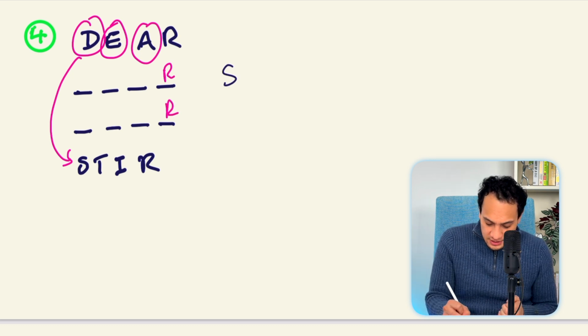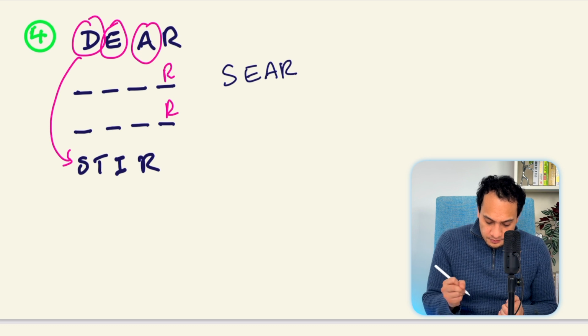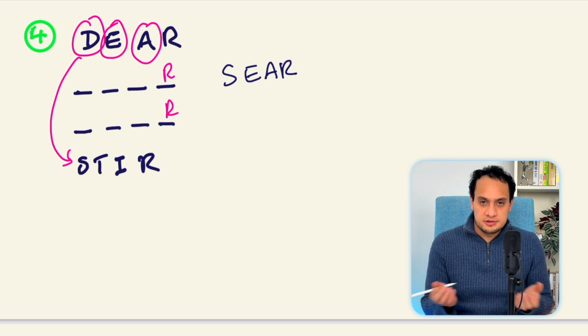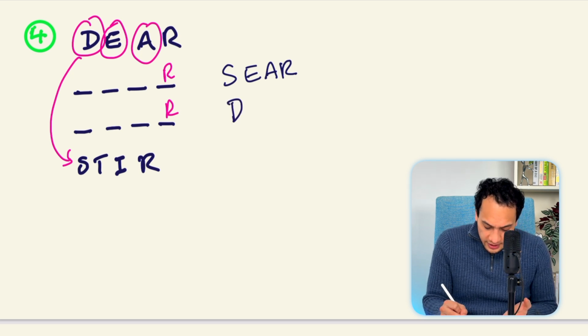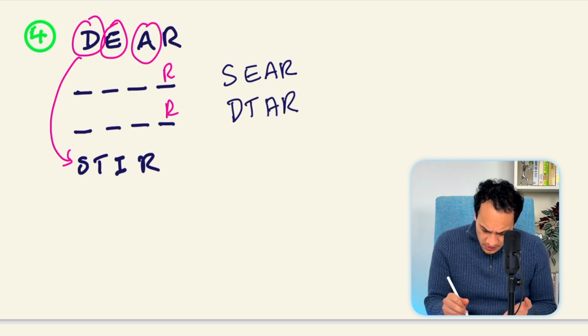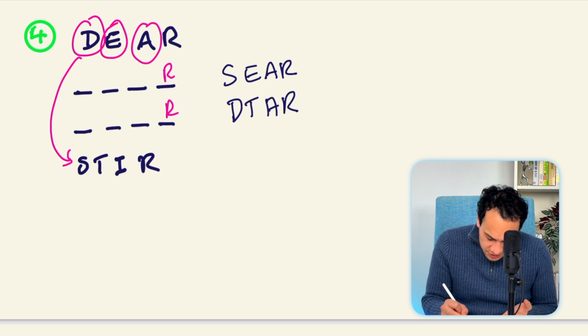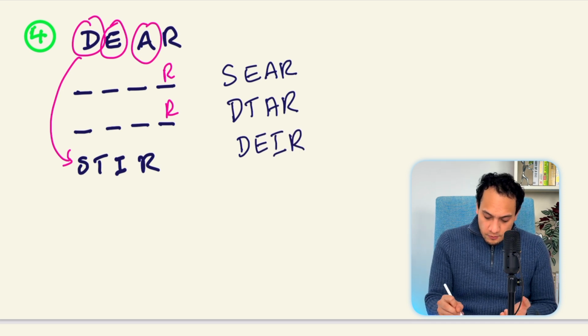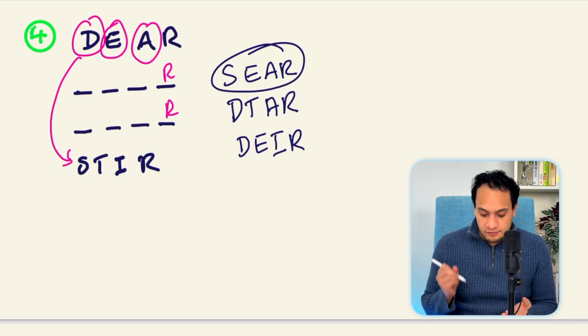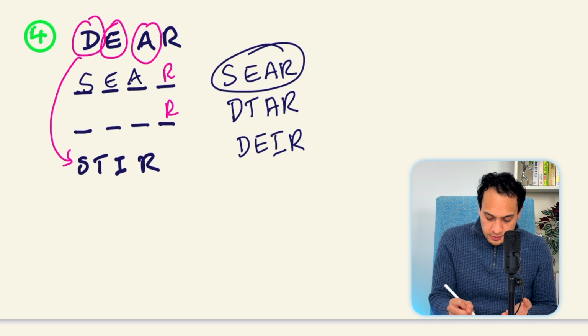If we change our first letter to an S, we've got sear, which is a word. So you sear a steak or something like that. It's a cooking word. But we've also got to check if there are other possibilities. If you were to change our E to a T, then we'd have detar, which isn't a word. And if we were to change our A to an I, then we'd have this. So we know for a fact it's got to be sear, because that's the only real word. So I'll write that in like so, and we get sear.